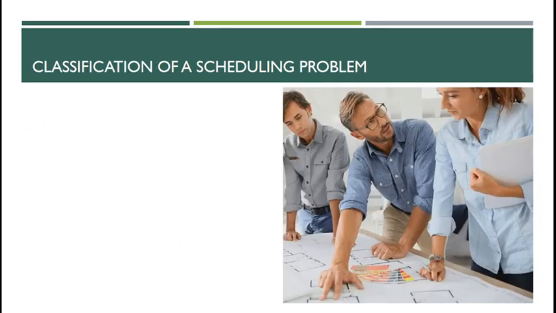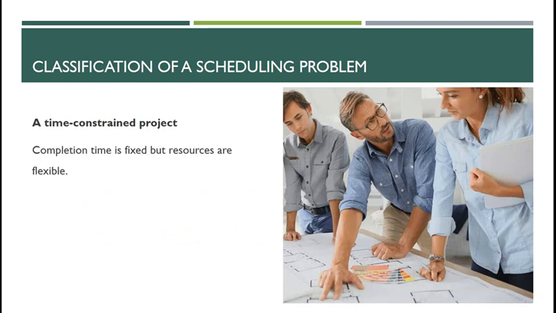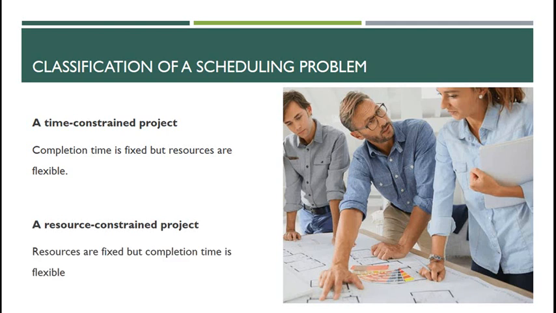So, classification of a scheduling problem. A time-constrained project: the completion time is fixed, but resource is flexible. A resource-constrained project: resources are fixed, but completion time is flexible.